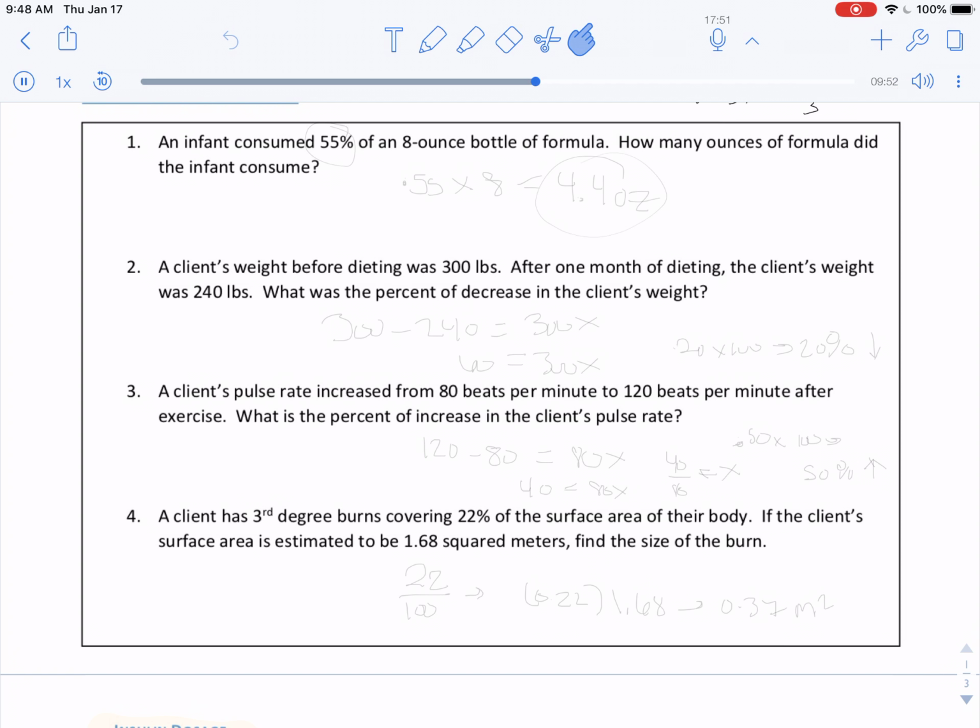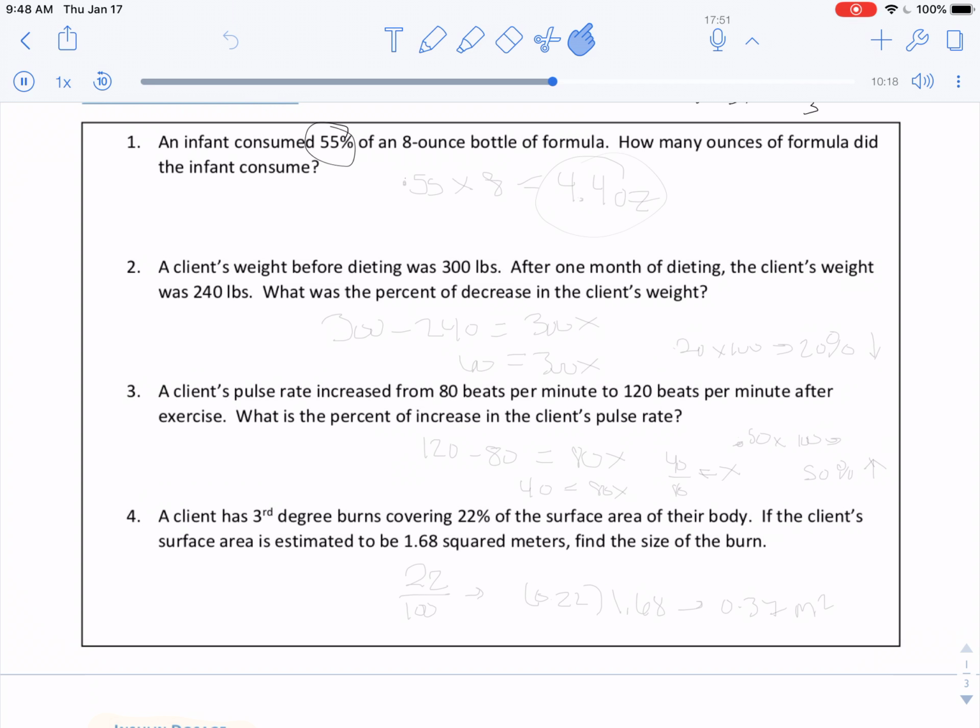So for the first problem, the infant consumed 55% of formula. How many ounces of formula did the infant consume? Now what we want to do is change our percentage right over here and convert it into a decimal, so 55%. So now we're going to change that into a decimal by simply, like the last few problems, dividing by 100 to move the decimal place to the left twice.